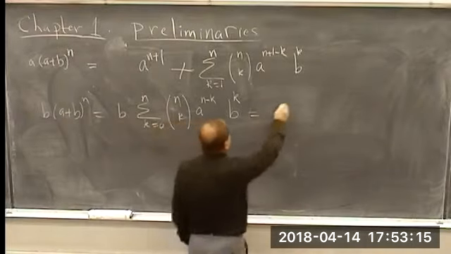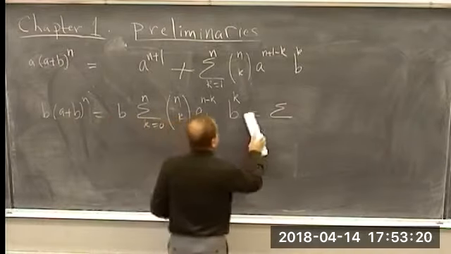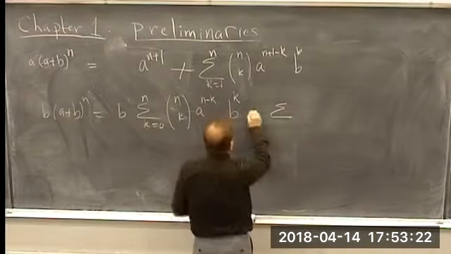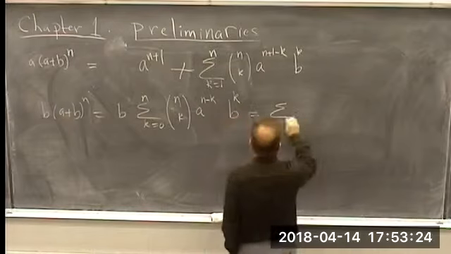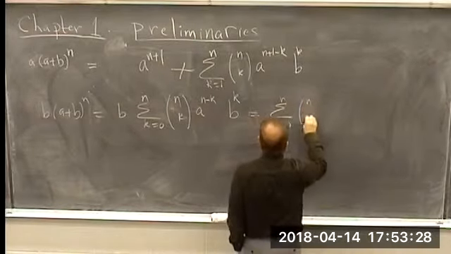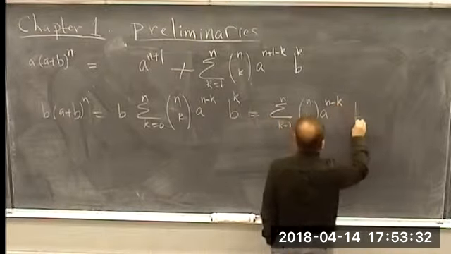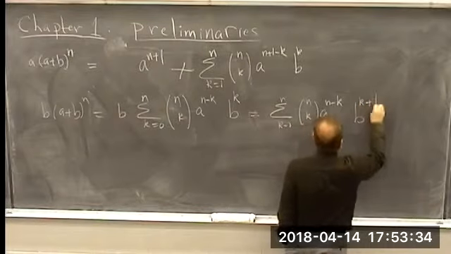So let me first multiply, passing this inside. This becomes the summation k still equals 0 to n, binomial n k. The a is not going to be changed, but the b becomes b to the k plus 1.